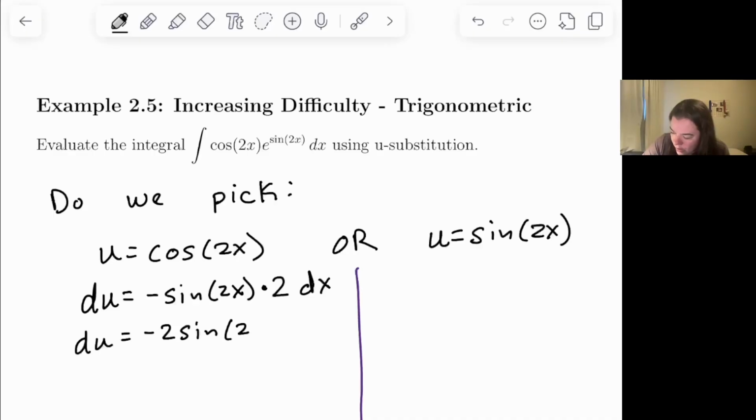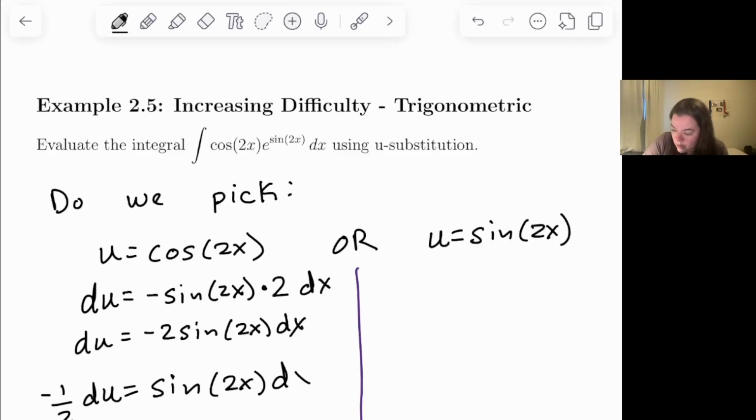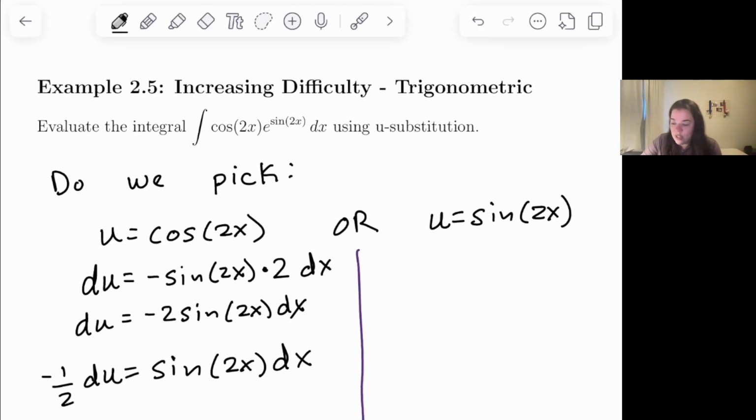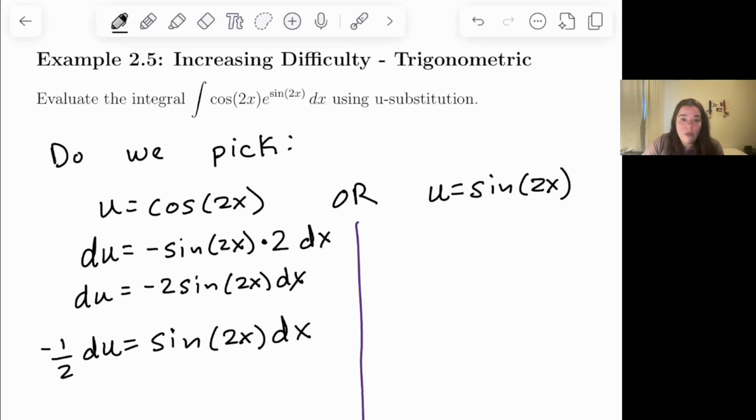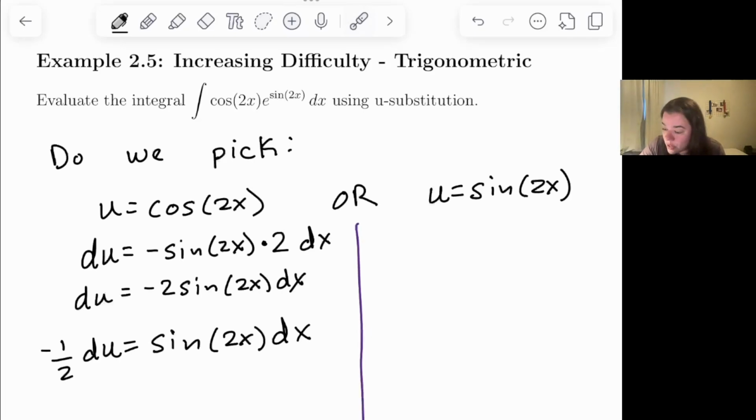First, I'm just doing a little cleanup. Then I'm going to divide over the negative 2. So this is negative 1/2 du equals sine of 2x dx. All right, so I've done some cleanup. Now watch. What I'm going to do is substitute in. U is going to go in for cosine of 2x.